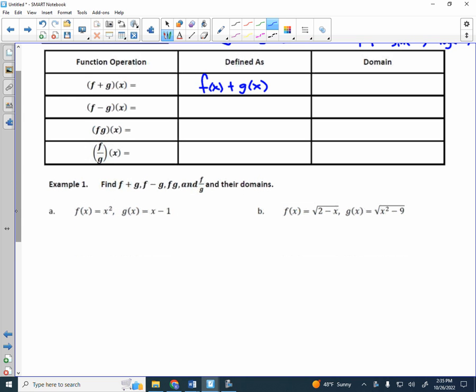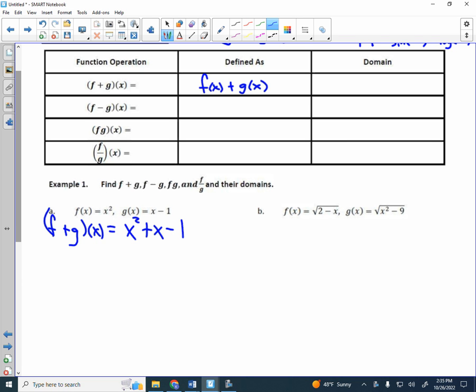It says if this is f of x and this is g of x, find f plus g, f minus g, f times g, and f divided by g and their domains. So what we're going to do is we're going to do f plus g. So instead of having 2 separate functions, we're going to put them together. And all we have to do is just add them. And in this case, we have x squared and we have plus x minus 1. That's it.